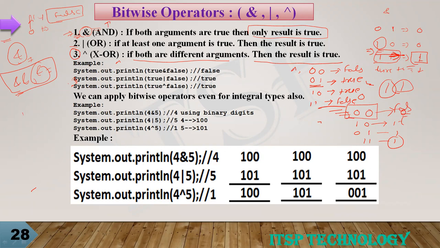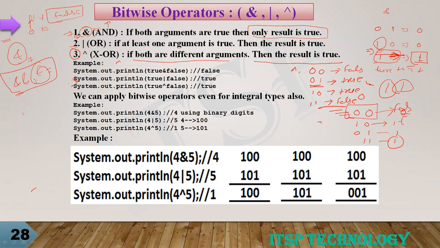So AND means if both arguments are true, then it becomes true. If any argument is false, then it becomes false. In the OR case, if any argument is true, then it becomes true. In XOR, if both arguments are different, then it becomes true, right? If both arguments are the same, then it becomes false. It's a bitwise comparison happening inside.